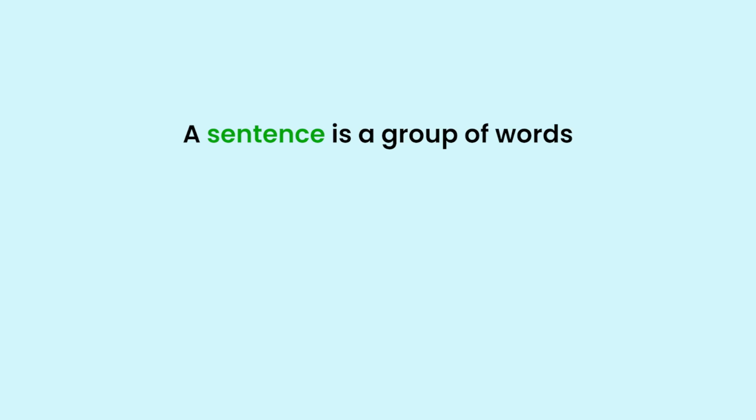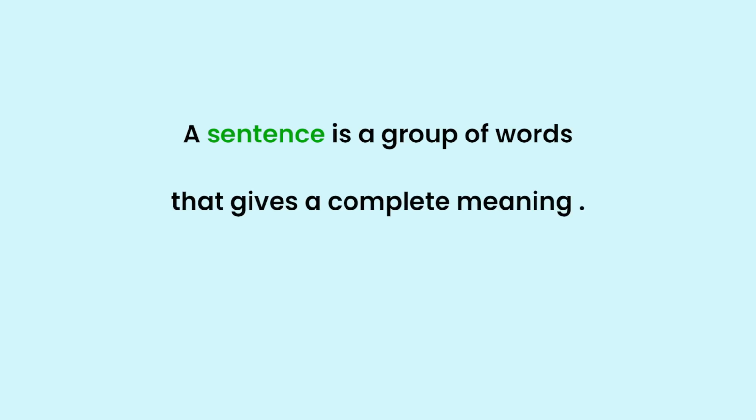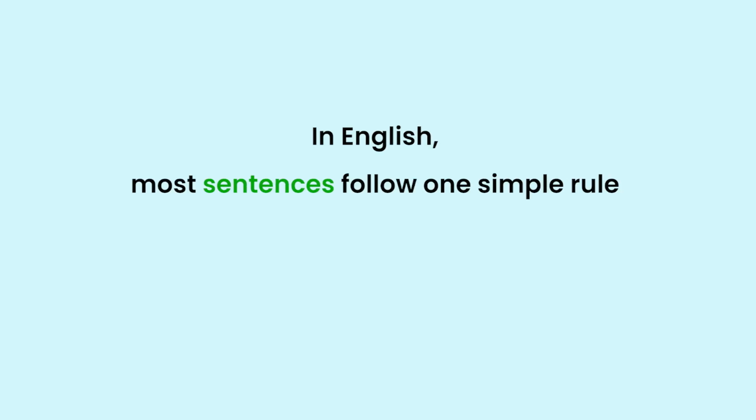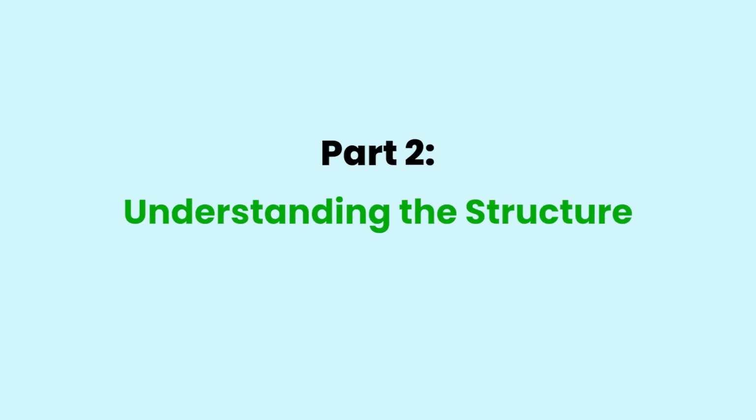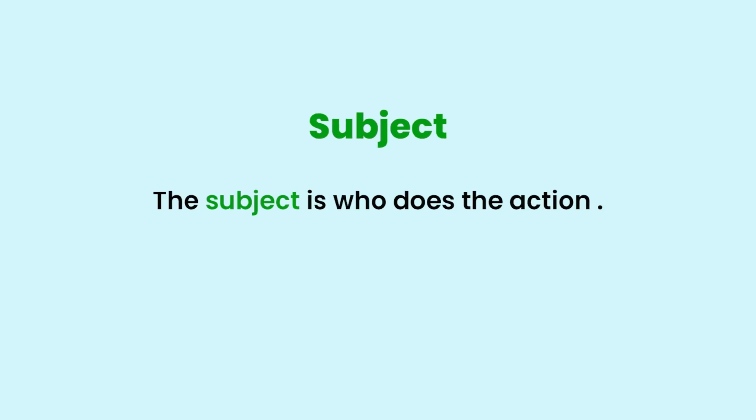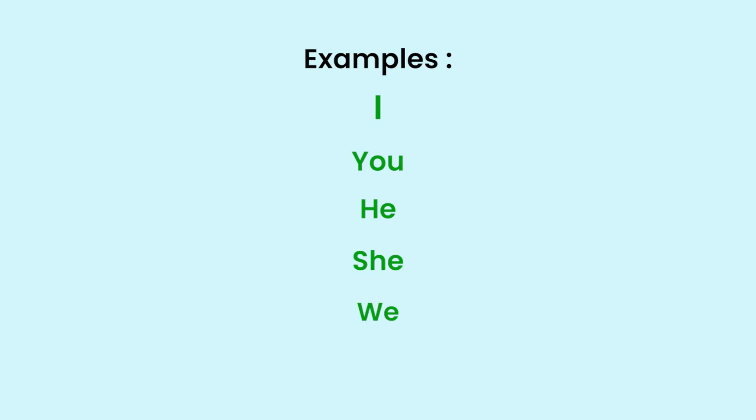A sentence is a group of words that gives a complete meaning. In English, most sentences follow one simple rule: subject plus verb plus object. The subject is who does the action. Examples: I, you, he, she, we, they.